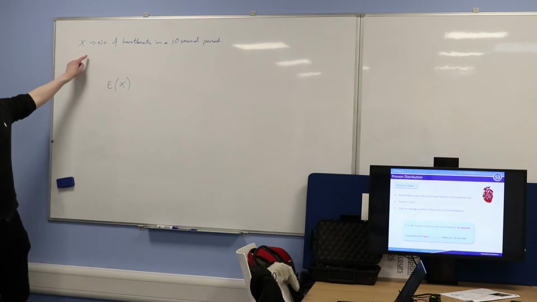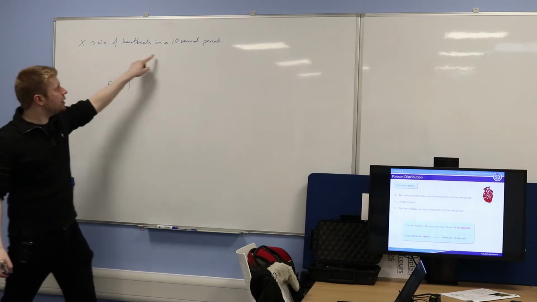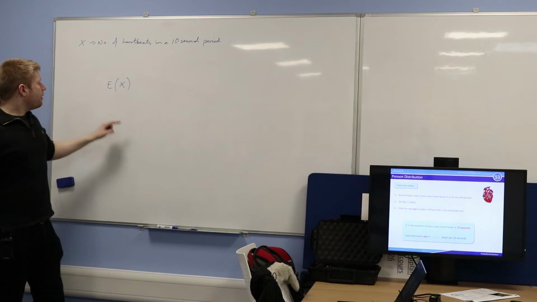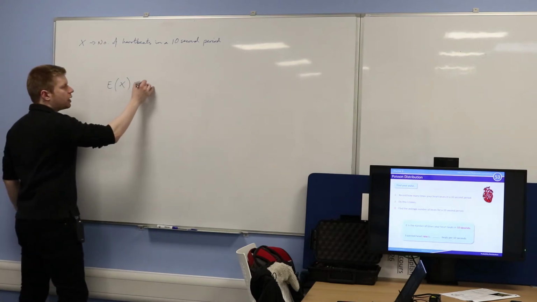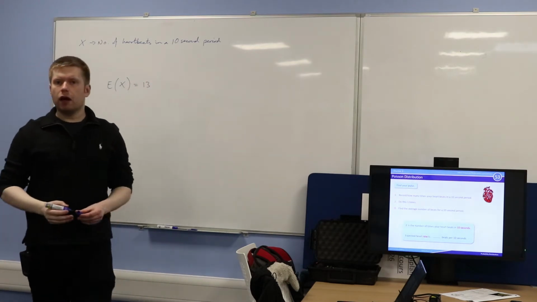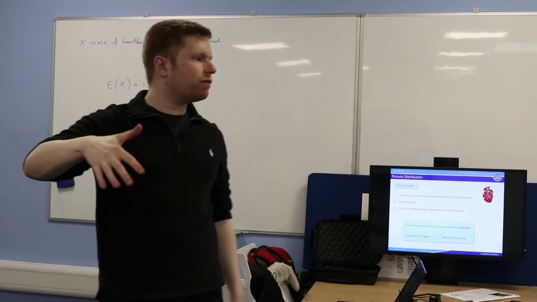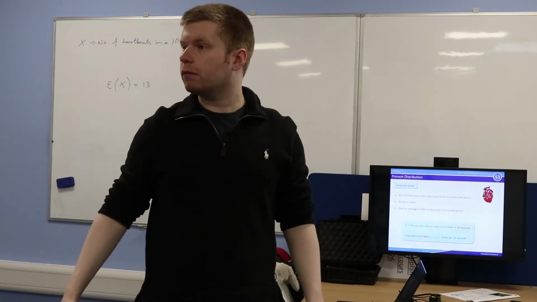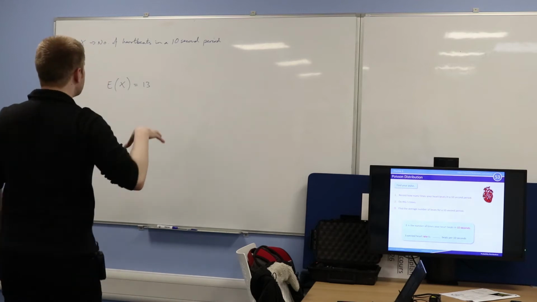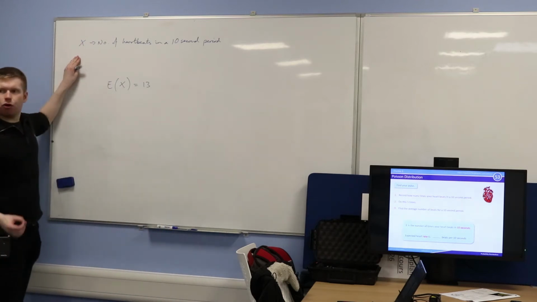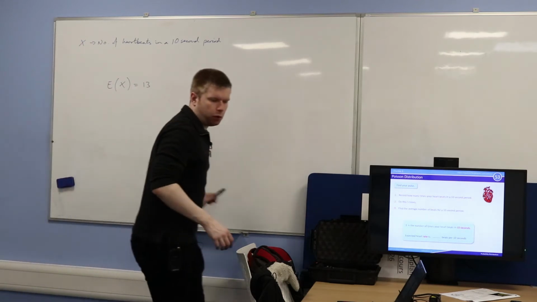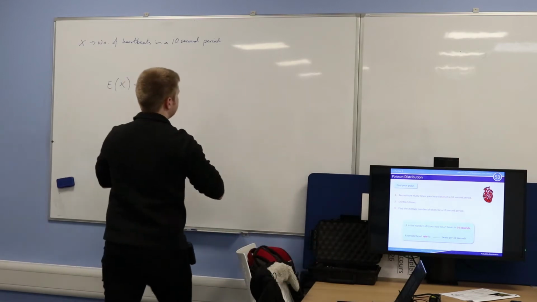You notice how I've defined my random variable. It's the number of heartbeats in a 10-second period. The expected heart rate is going to be 13, yeah? And hopefully you've all got a number somewhere around 10 to 15. Am I right? So what I literally got you to do there is to look at a rate. So that's a really important word, a rate.